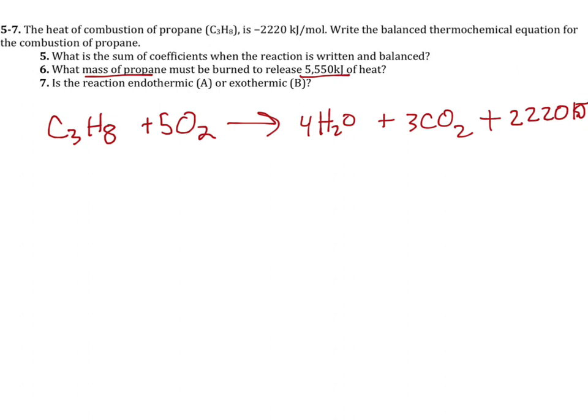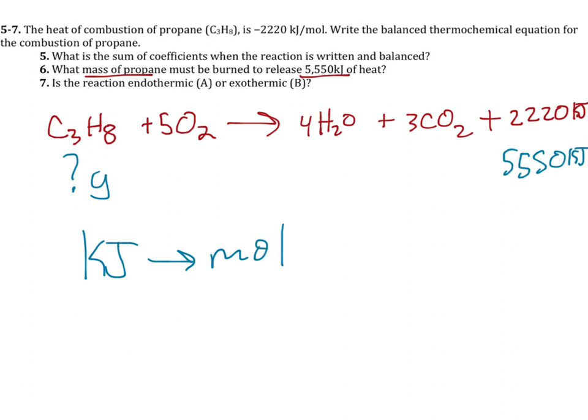Okay, so in this situation, this particular problem is giving us 5,550 kilojoules of energy. It's saying that we need to produce that much. So we want to produce this many kilojoules of energy, and it's asking how many grams of this do we need. And so we can take our kilojoules and convert it to moles, right? Because we can go from kilojoules to moles using the coefficients, and then we can just go from moles to grams. And so let's go ahead and do that.